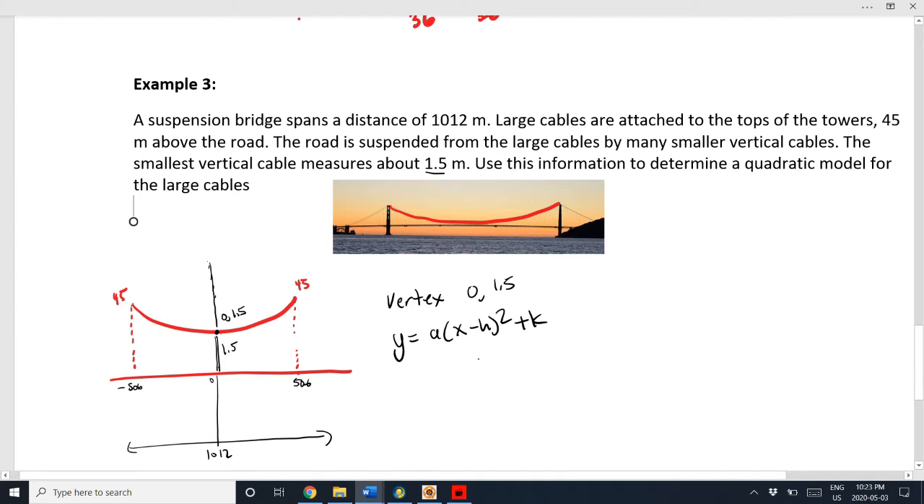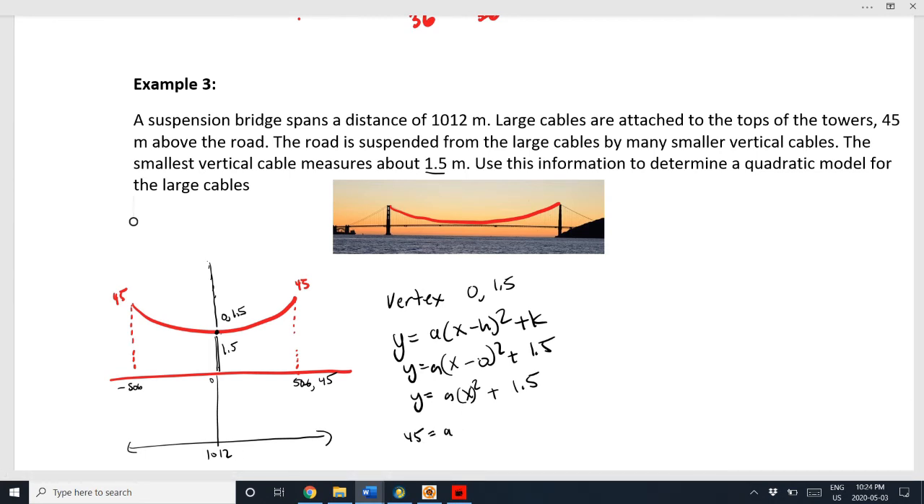So we know that this is 0 for h, and this is 1.5 for k. We know x minus 0 is just x squared, plus 1.5. We have our a, we have our y, and so we just have to plug in one of these values here. We know one of the values is that our x is 506 and our y is 45 meters tall. So at y equals 45, x is equal to 506.